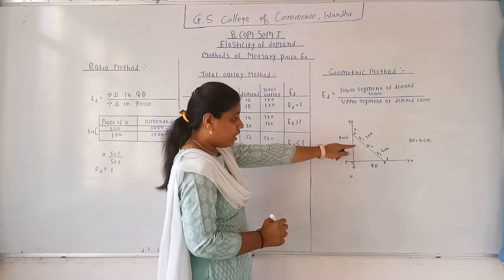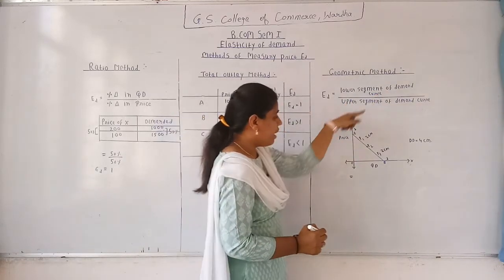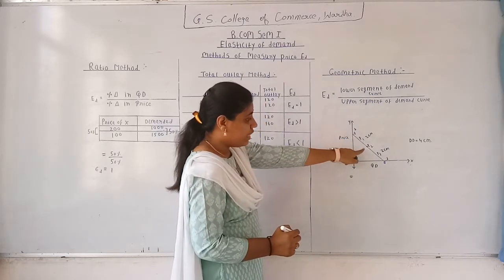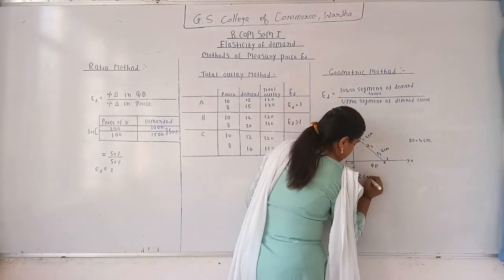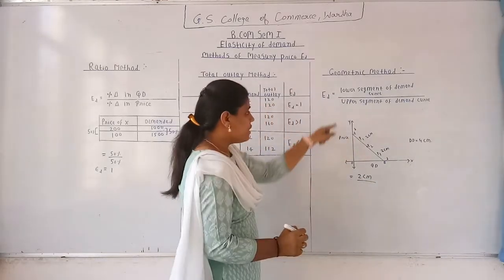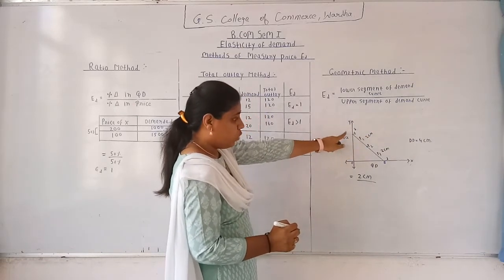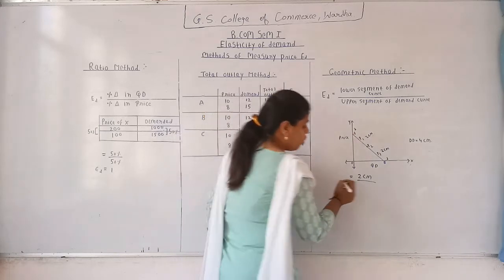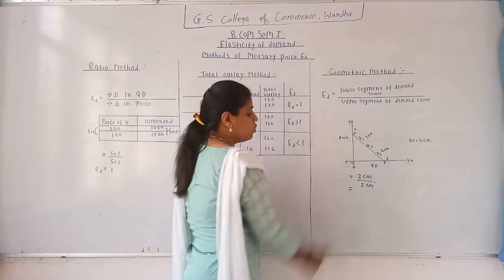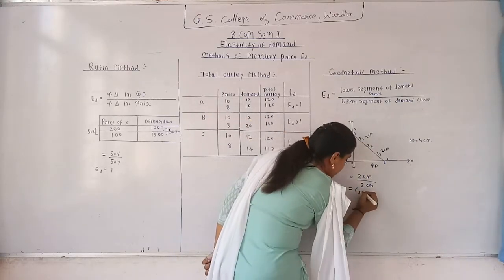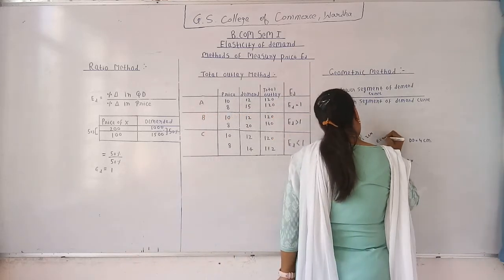If I have to calculate the elasticity of demand at point P2, lower segment of the demand curve means I have to consider the length of BP2, which is 2 centimeters. Then upper segment of the demand curve means I have to consider the length of P2A, that is also 2 centimeters. So here at point P2, elasticity of demand is going to be 1, right? Elasticity of demand is going to be 1.